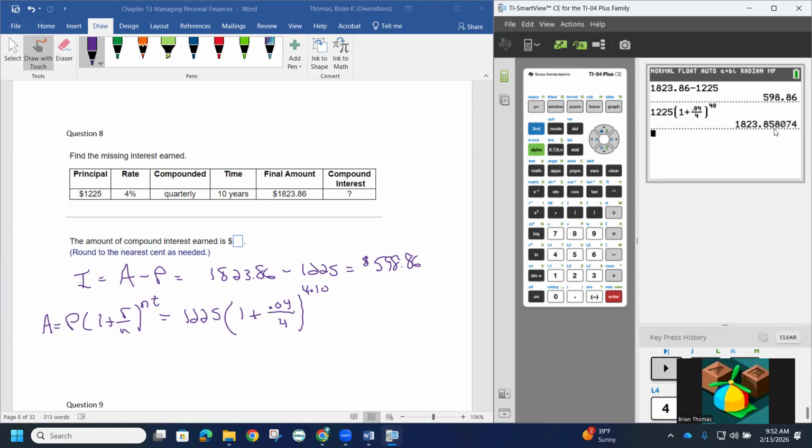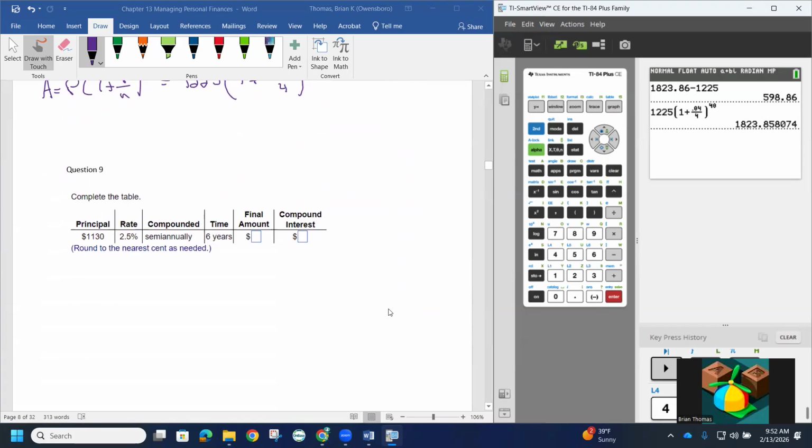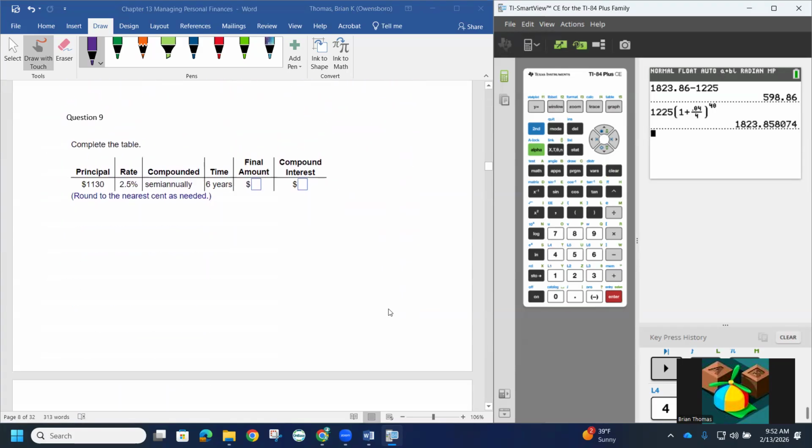$1,826. And notice that the 8 moves it to 6.86 cents. So they saved us the trouble of actually having to do the formula because they gave us the final amount. So we got that going on there. So a little extra work just to kind of verify things. Let's look at question 9. It says complete the table. Notice now they didn't give us the final amount and they want to know the compounding interest.